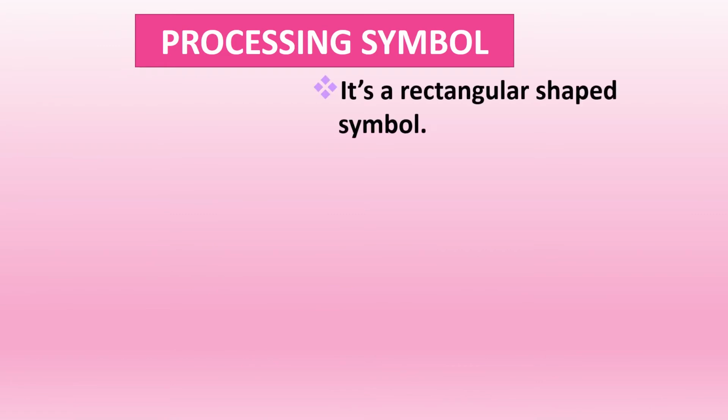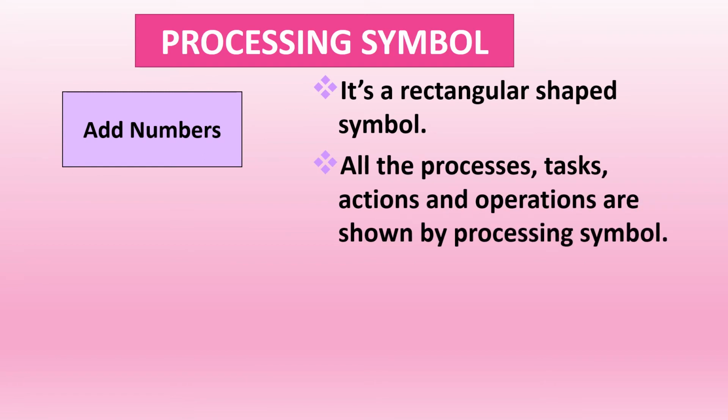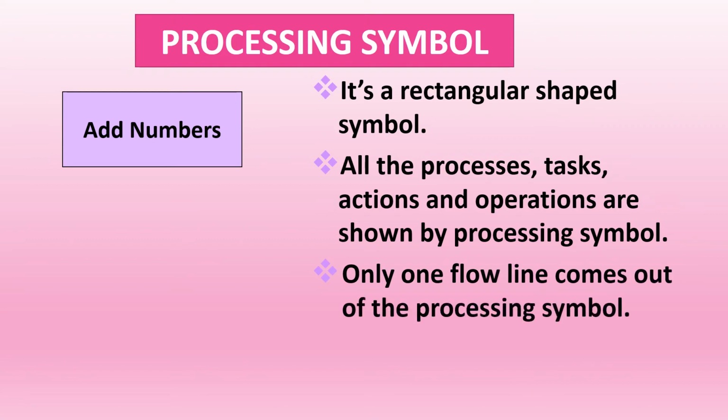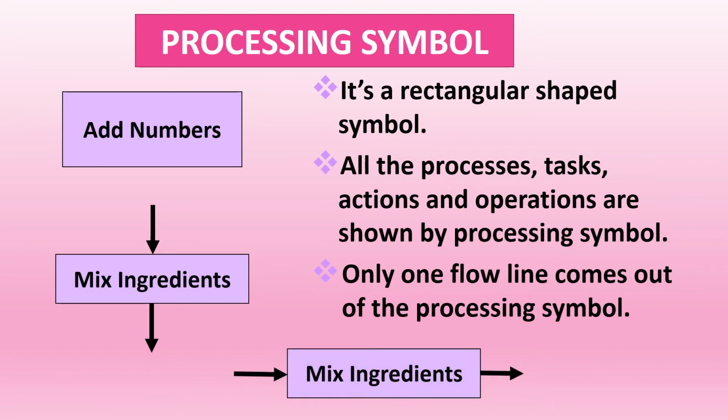Next we have processing symbol. It's a rectangular shaped symbol. All the processes, tasks, actions and operations are shown by processing symbol. Only one flow line comes out of the processing symbol, just like this. You can also draw it like this.